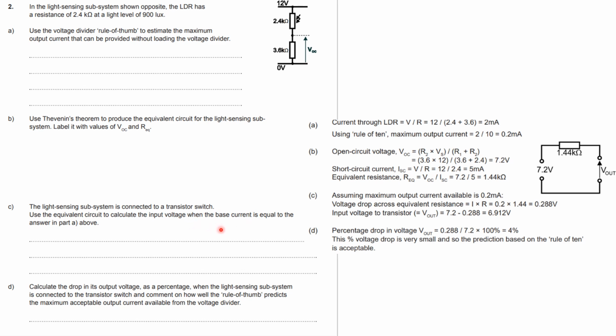It's just the difference in voltage there: 7.2 minus your volt drop. As a percentage, it would obviously be 0.288 over your 7.2 times 100, so it's 4%, which is good because we said about it being 10% or less. So it would be absolutely fine using the rule of 10. Okay, so that's the idea of that one there.